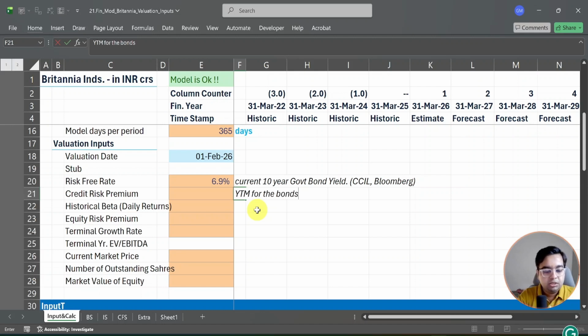Now talking about the credit risk premium, we are going to refer to the YTM for the bonds issued by the company, because that is a proxy of what the cost of finance will be to the company if they are going to raise bonds, raise debt from the public. If that is not available, one other way could be looking at a similarly rated company within the industry, assuming that it already has a bond issued in the public, and using that YTM as a proxy for your company. Let me show you what we are going to see.